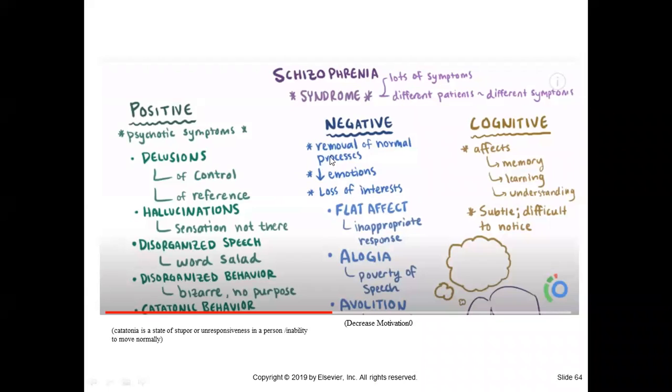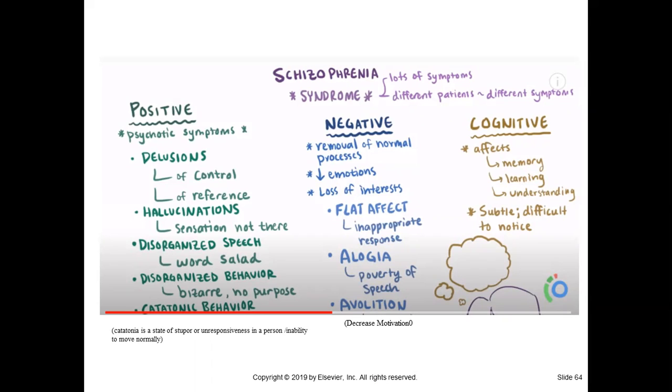Negative symptoms: removal of normal processes, decreased emotion, loss of interest, flat affect, inappropriate response. So you tell something good, but their expression is totally opposite. Alogia means poverty of speech, which is a negative symptom. Avolition means decreased motivation.